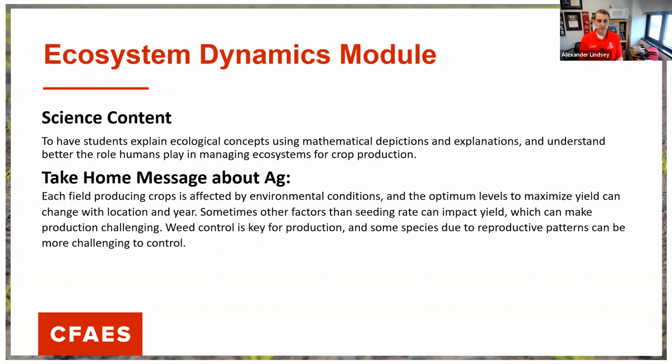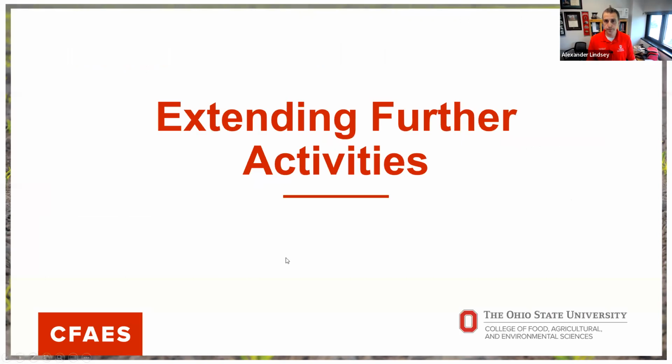So that's why we're getting to this idea of dynamics: playing around with a few different models that have been developed to see if we can better understand the implications of decisions related to optimizing seeding rate, but also looking at different weed control practices. Each field producing crops is affected by environmental conditions, and the optimum levels to maximize yield can change with location and year. Sometimes other factors than seeding rate can impact yield, which can make production challenging. Weed control is key for production, and some species, due to reproductive patterns, can be more challenging to control.